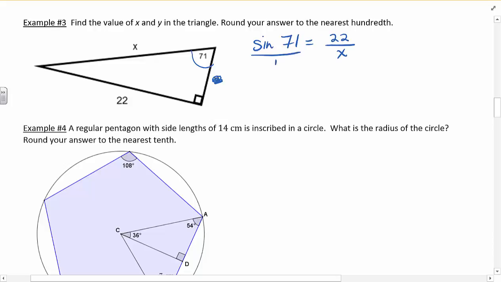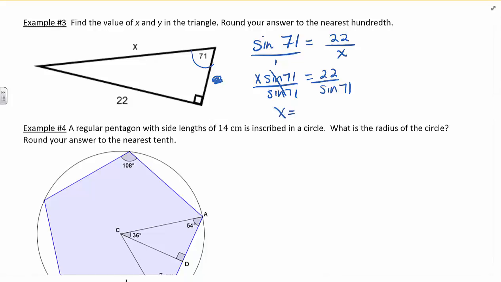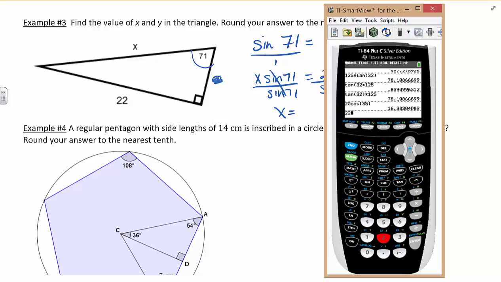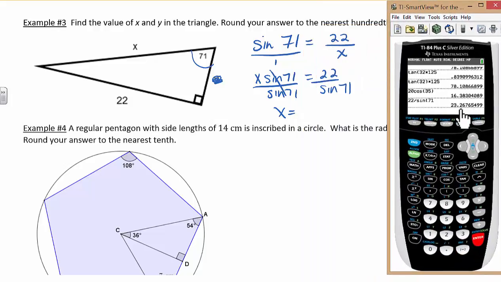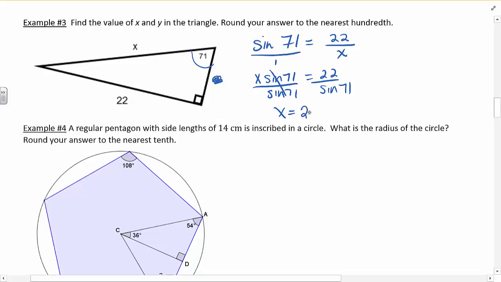Sine 71 equals opposite over hypotenuse. I'm going to cross multiply. x sine 71 equals 22. And I get x equals 22 divided by sine 71. Notice I didn't end the parenthesis, but I'm okay because that was the last thing I typed. 23.267, it says round to the nearest hundredth. That's 2 decimal places. So 267 would become 27. 23.27.